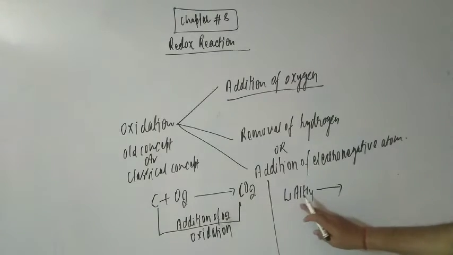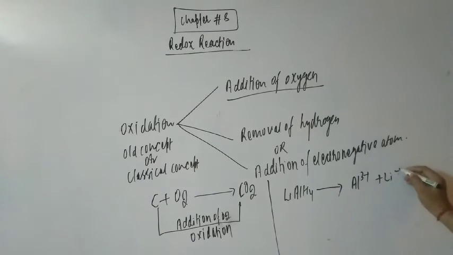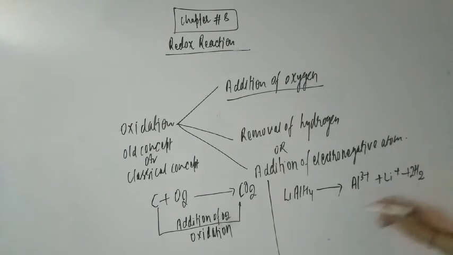Here, what is happening, student? In this process, in the LiAlH4, hydrogen is getting replaced. So what is forming? Aluminium is getting converted to Al3+, along with Li+ and 2H2. So here you see loss of hydrogen. If the loss of hydrogen is there, student, what will happen here?